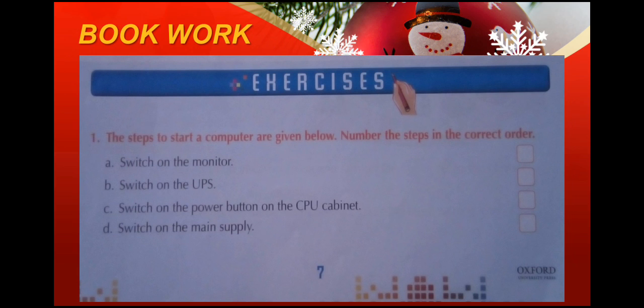A. Switch on the monitor. B. Switch on the UPS. C. Switch on the power button on the CPU cabinet. D. Switch on the main supply. Okay, we all know that when we are going to start our computer, we have to plug in the power supply. So our step number 1 will be this one, D. We'll give it number 1. This is our first step.